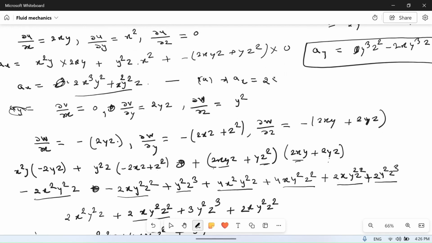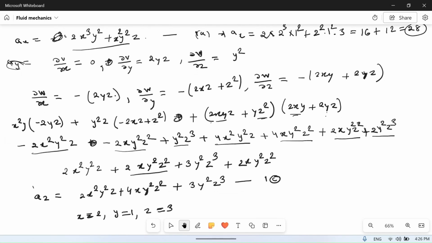into x was 2 cube into y is 1 square plus 2 square 1 square into 3, so it will become equal to 16 plus 12, it will become 28 units. Okay, so this is ax.